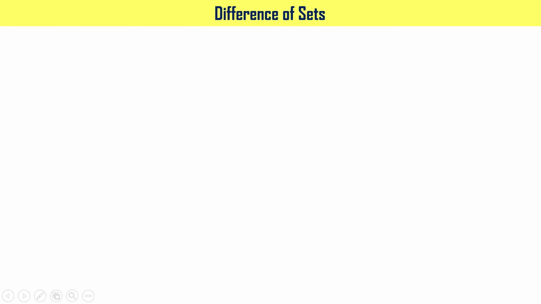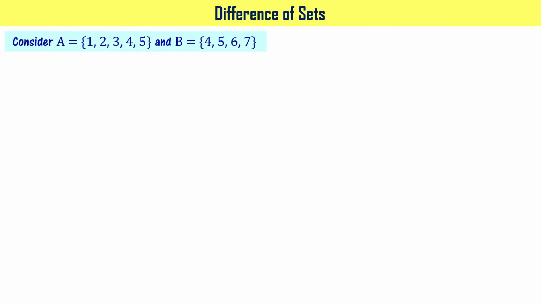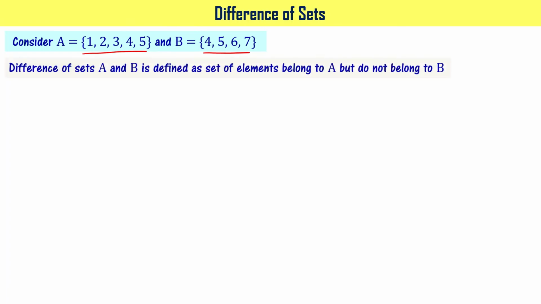Let us now learn about difference of sets. Consider two sets A and B. Set A has got elements 1, 2, 3, 4 and 5 and B has got elements 4, 5, 6 and 7. When you say difference of sets, what does it mean? Difference of sets A and B is defined as set of elements belong to A but do not belong to B. Please note this. Here A and B are there. Difference of sets A and B, right?